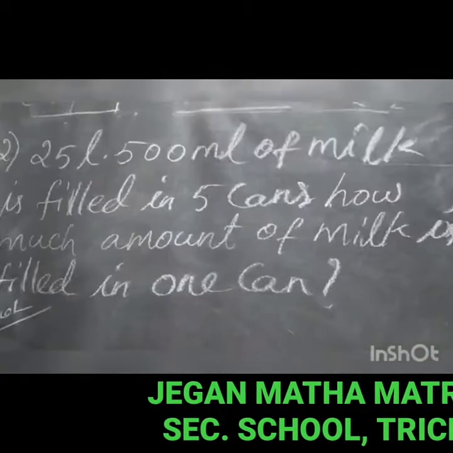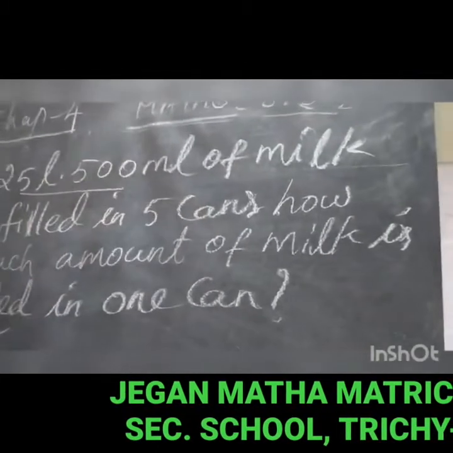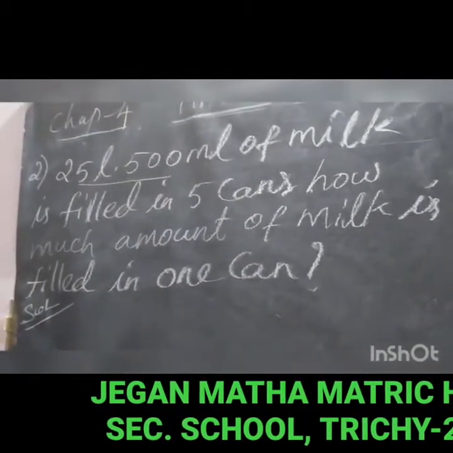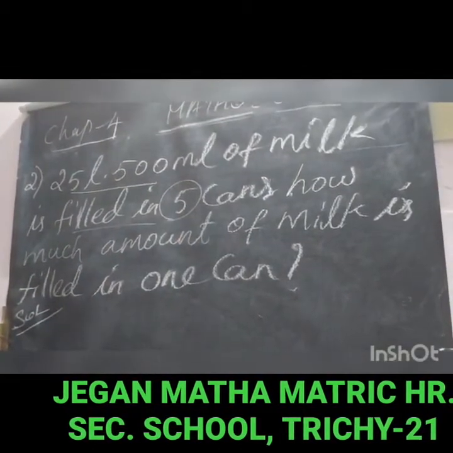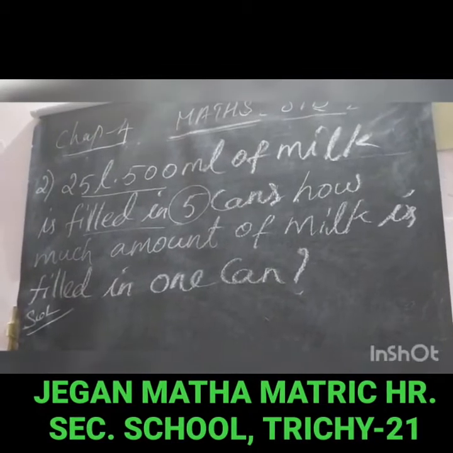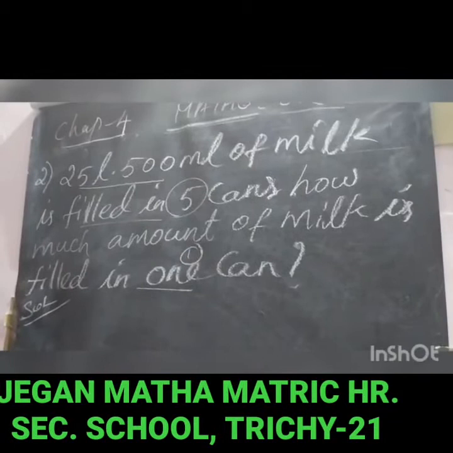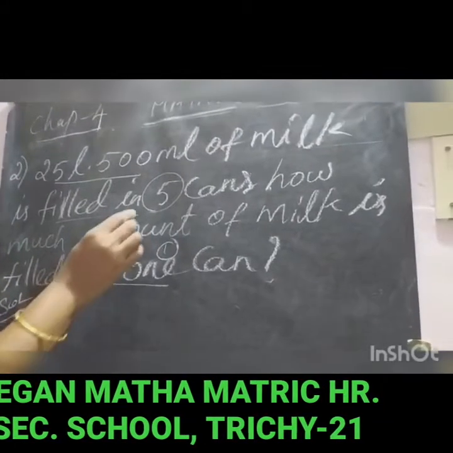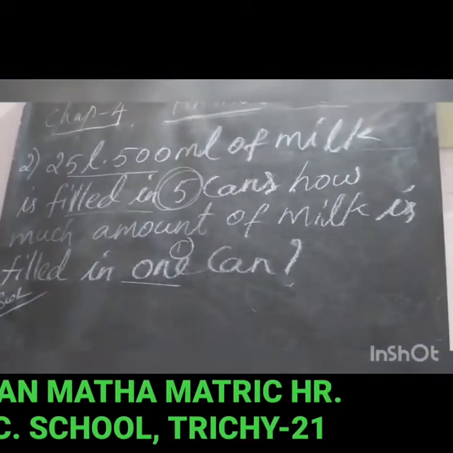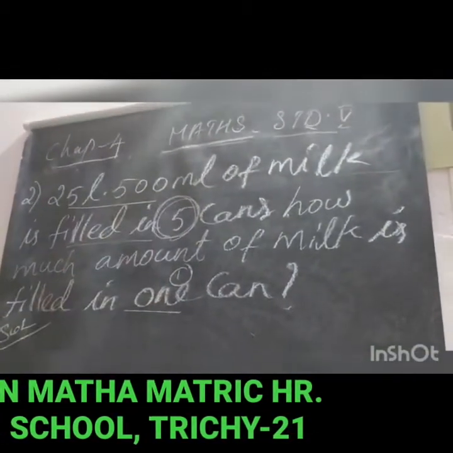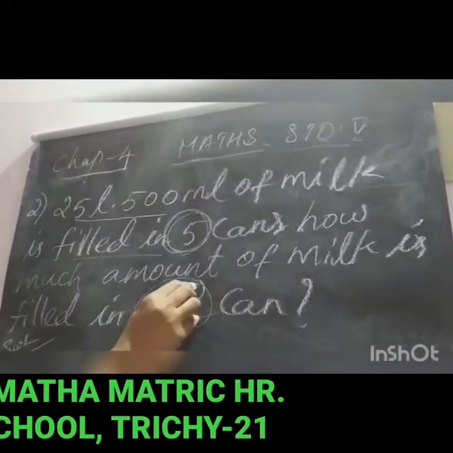Is it clear? Now let us see the second sum. 25 liter 500 milliliter of milk is filled in 5 cans. The question is how much amount of milk is filled in 1 can. So now just listen. The given is 5 cans, that is more than 1. Many things are given, so you have to find out the quantity of milk in 1 can.